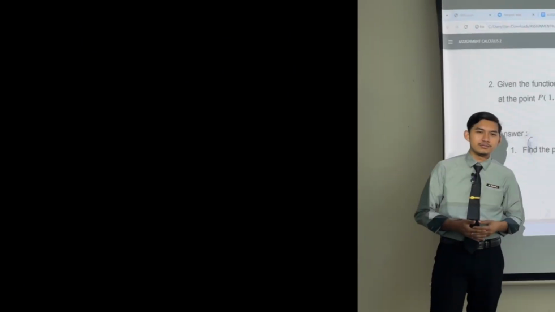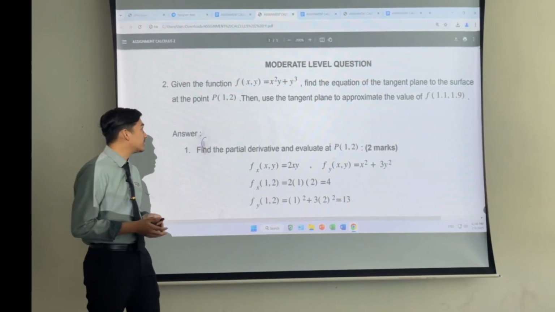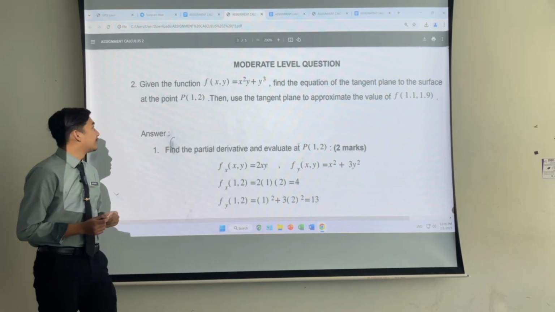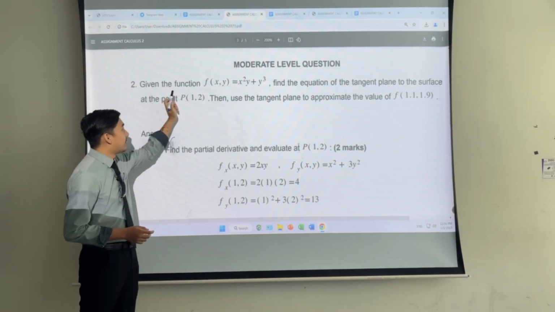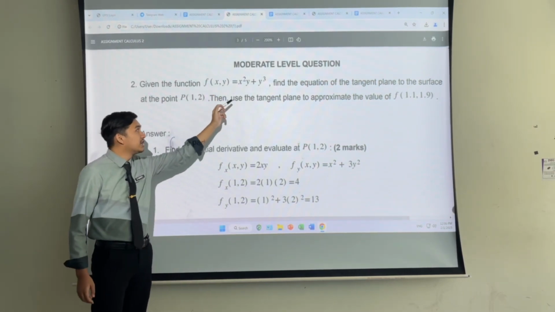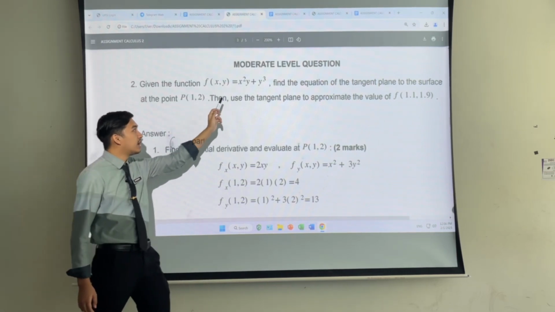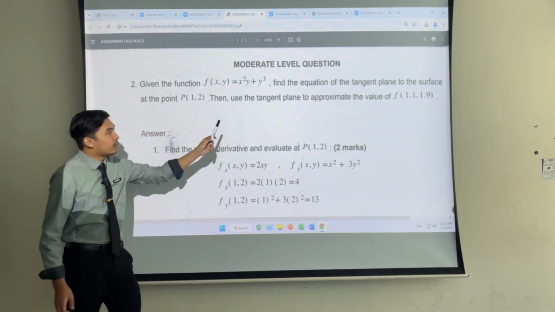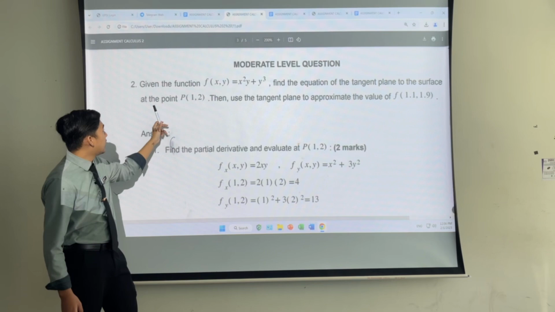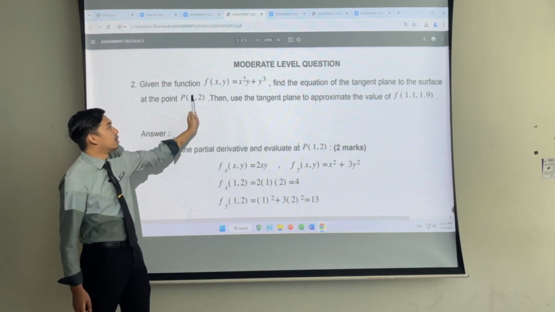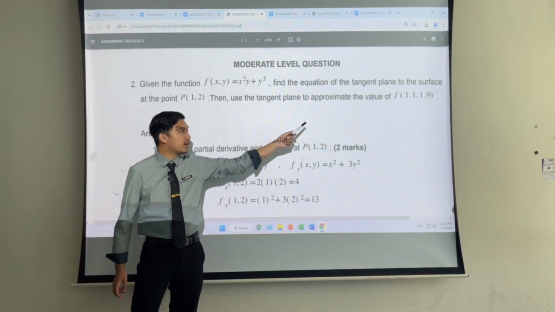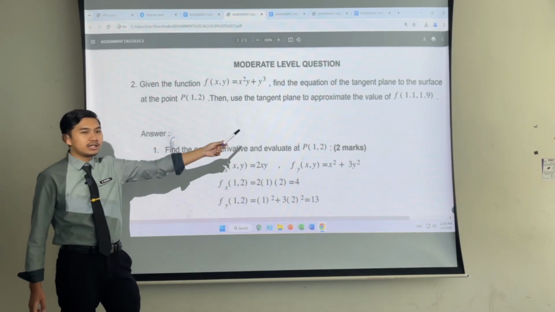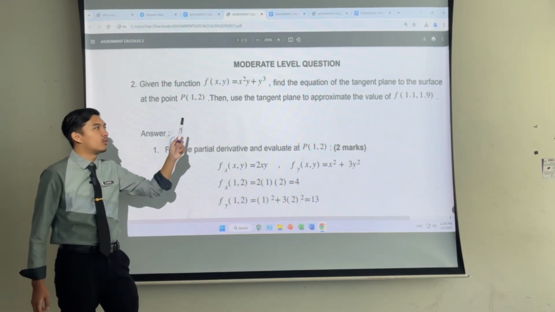Bismillahirrahmanirrahim. So we move to the next question, question number 2. The question is: given the function f of x, y equals x squared y plus y cubed, find the equation of the tangent plane to the surface at the point P(1, 2). Then use the tangent plane to approximate the value of f(1.1, 1.9).